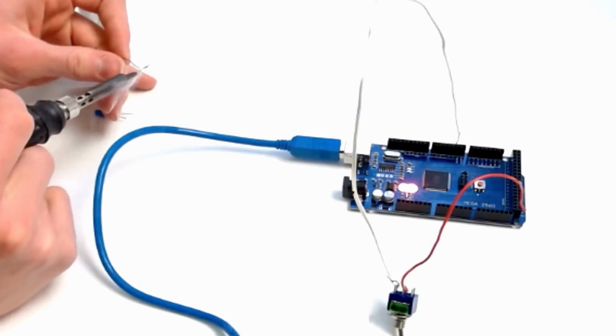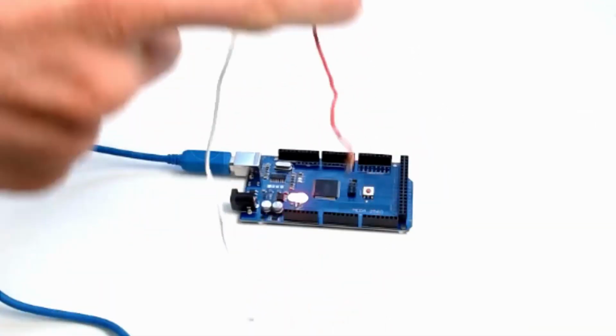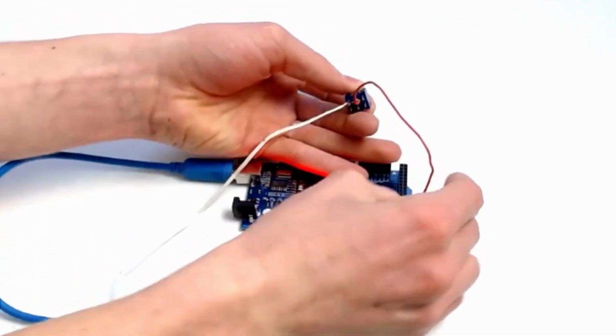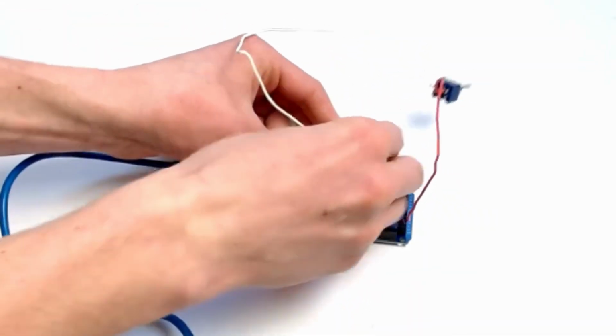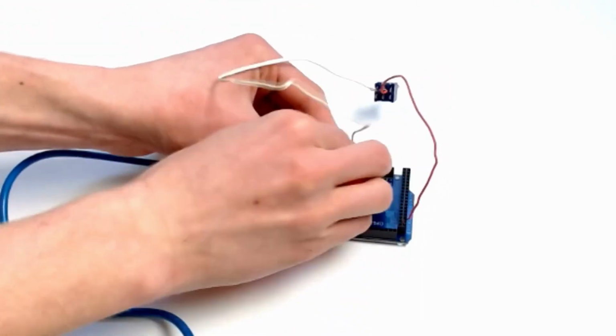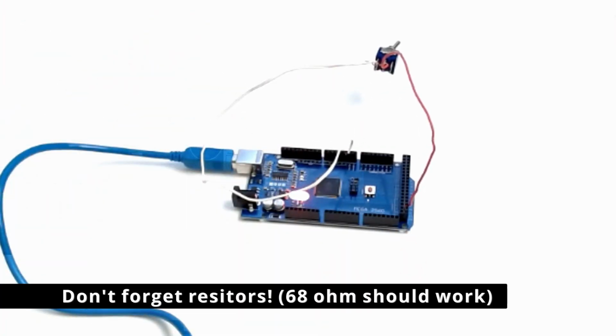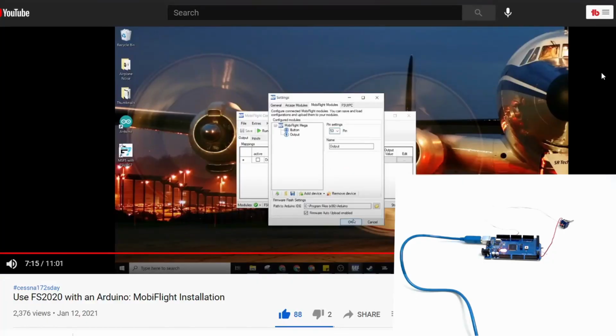I'm connecting the switch to pin 2 and the LED to pin 53. For the switch, one of the wires goes to ground and one of the wires goes to pin 2. And for the LED, one of the pins goes to ground and one of the pins goes to 53. This configuration is the same as my FS2020 video.